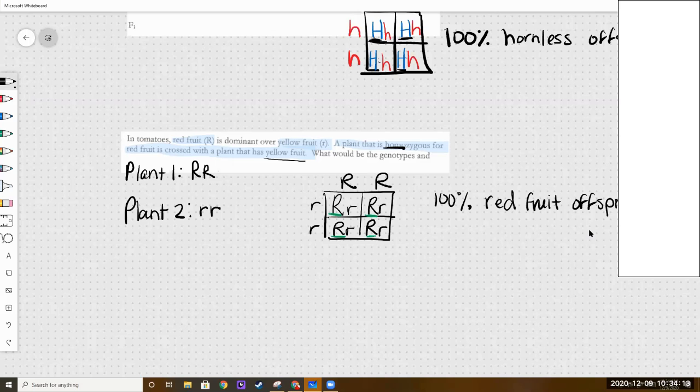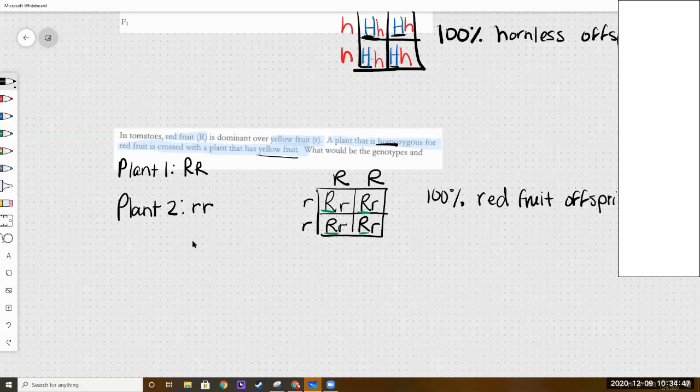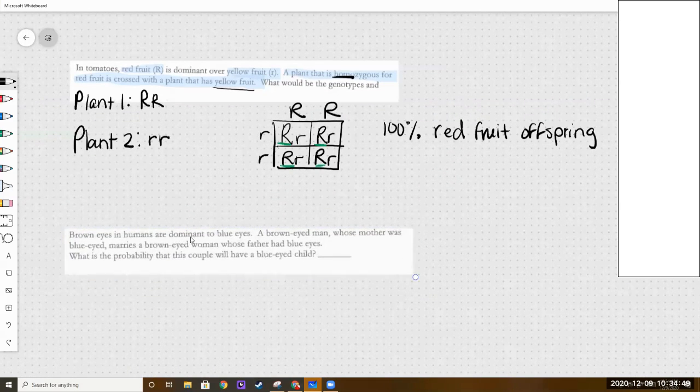Another name for offspring in genetics would be F1 generation, if you want to put that. The parents would be P1. All right. Any questions so far? No? All right.